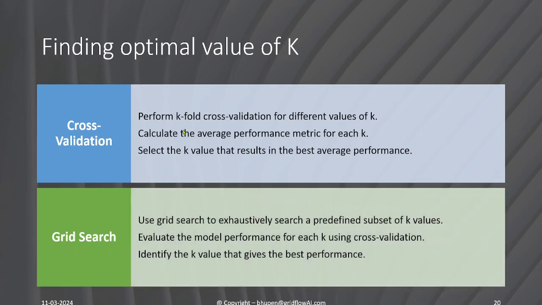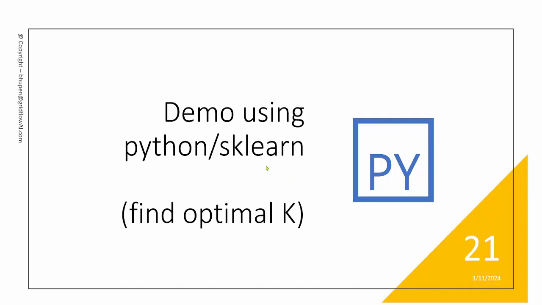I'm going to show you a simple example of how we find the optimal value of K using a simpler data set. Let's say the breast cancer data set. Let's move on to the demo.